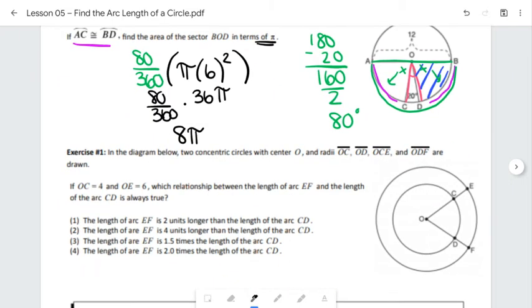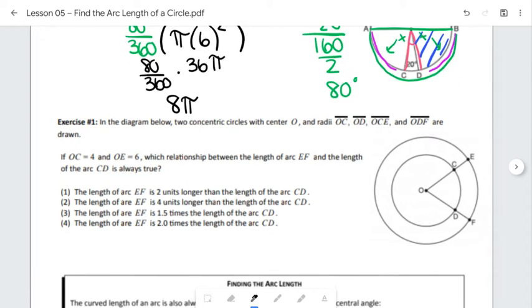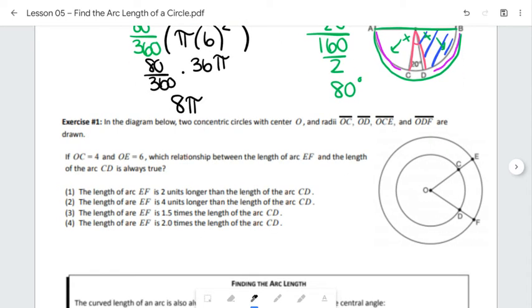Now, just to remind us again, all circles are similar, no matter what circle you're looking at, because they all have that same angle measure of 360 degrees. Because they're all similar, when I look at something like exercise 1 here, in the diagram below, we have 2 concentric circles with center O. That just means they're 2 circles that have the same center, and it kind of looks like a bullseye.